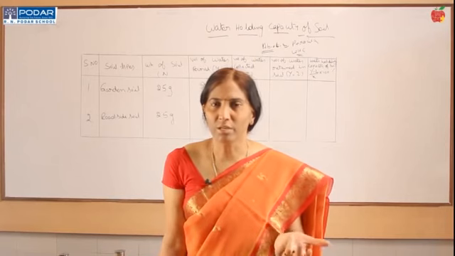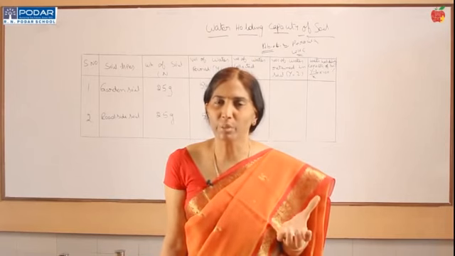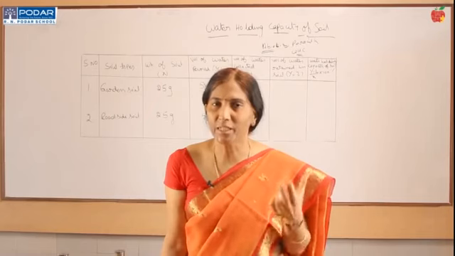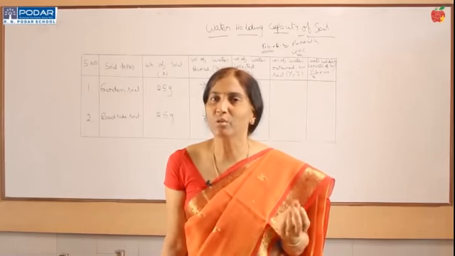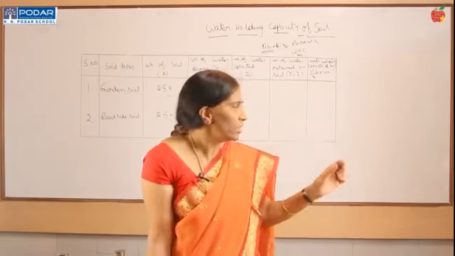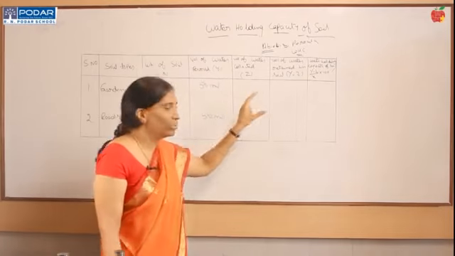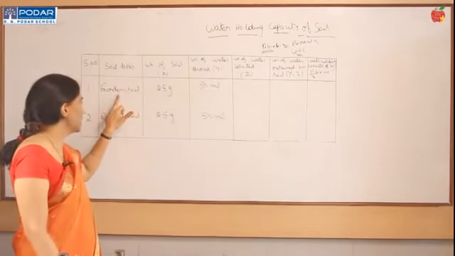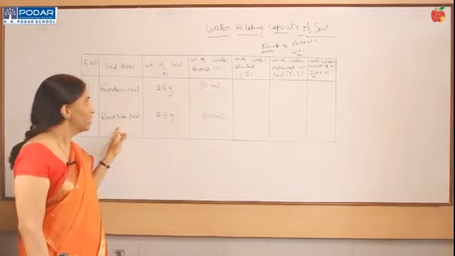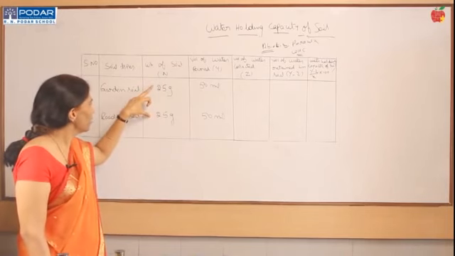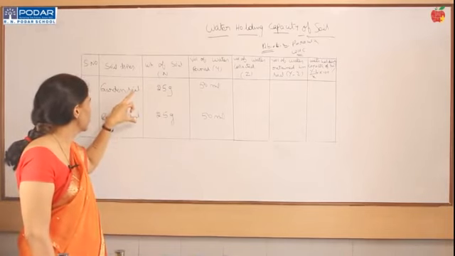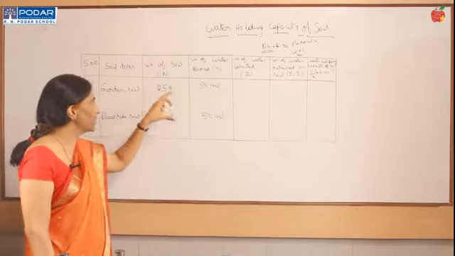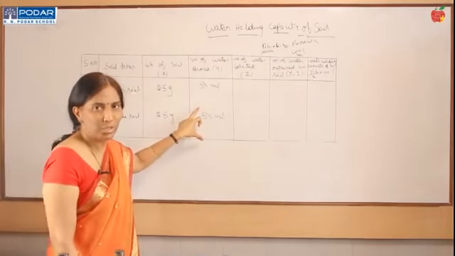Obviously, the soil which can hold the maximum amount of water, which can retain the maximum amount of water, is suitable for plant growth. In this experiment we are taking two types of soils, one is garden soil and the second one is roadside soil. We are taking equal amounts of these two samples, 25 grams each, and pouring equal amounts of water into two cylinders.